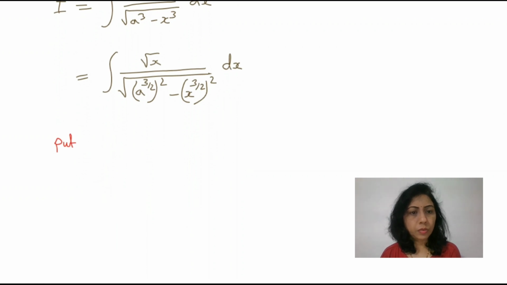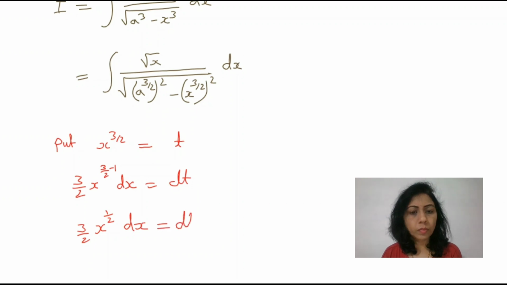Here we put this x to the power 3 upon 2 equal to any variable t. Okay, when we differentiate this, we get 3 upon 2 x to the power 3 upon 2 minus 1 dx equal to dt. So 3 upon 2 x to the power 1 upon 2 dx is equal to dt. Here in the numerator, we have square root x dx.